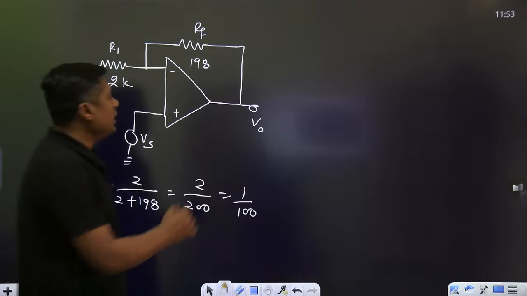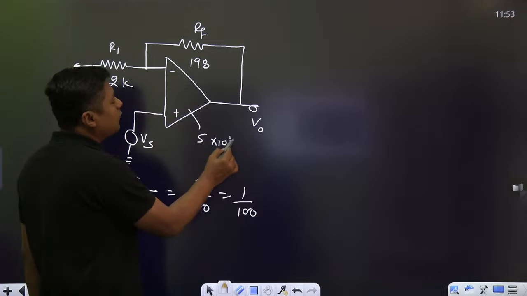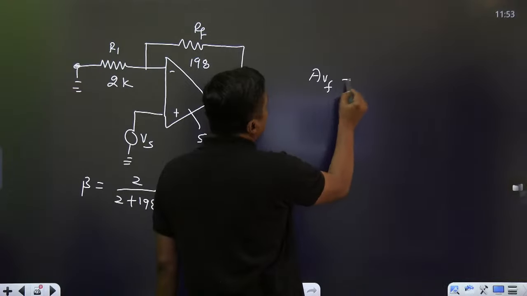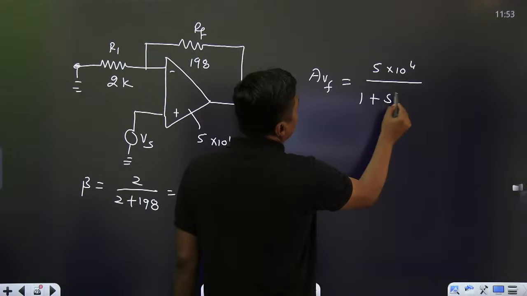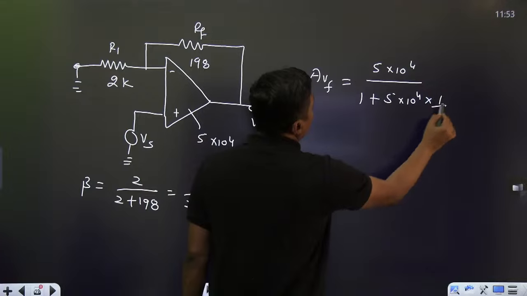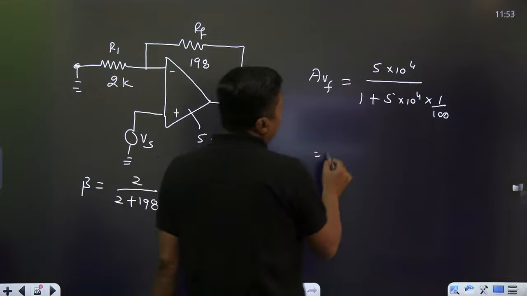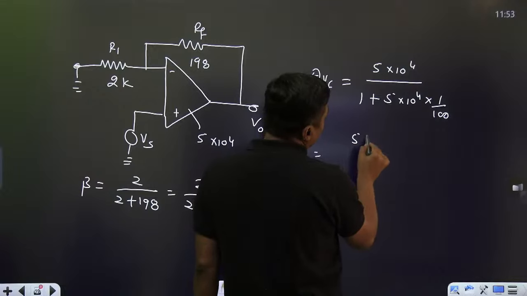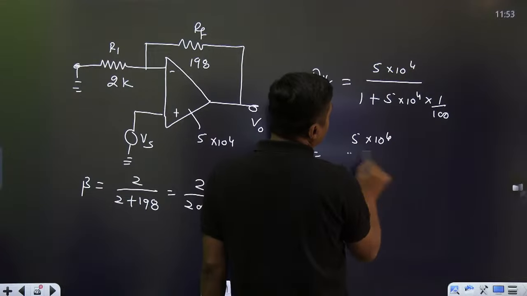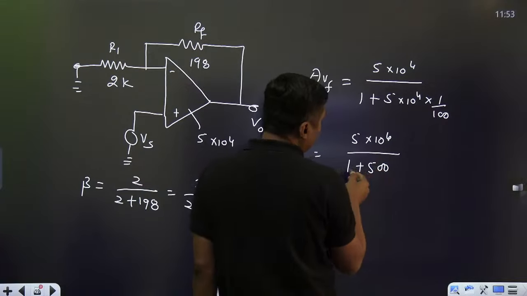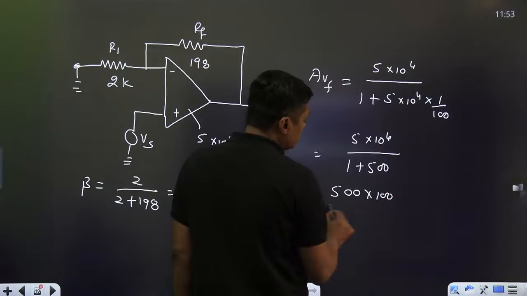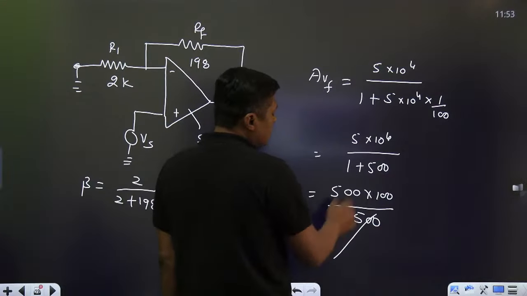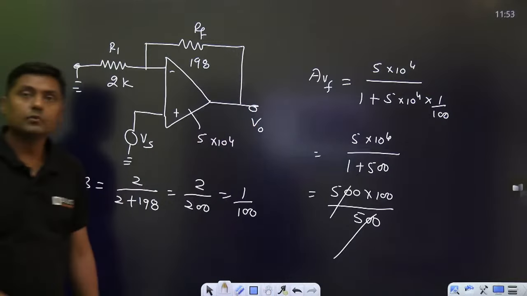Now what will be the gain, and what is the gain here? 5 into 10 to the power 4. So it will become AVF with feedback, AV, 5 into 10 to the power 4 upon 1 plus beta AV, 5 into 10 to the power 4 into 1 by 100. Then it will become 5 into 10 to the power 4 and this will become 1 plus 500. You can neglect the 1 near to that, and this cancels out, this cancels out, nearly equal to what? What is the answer?